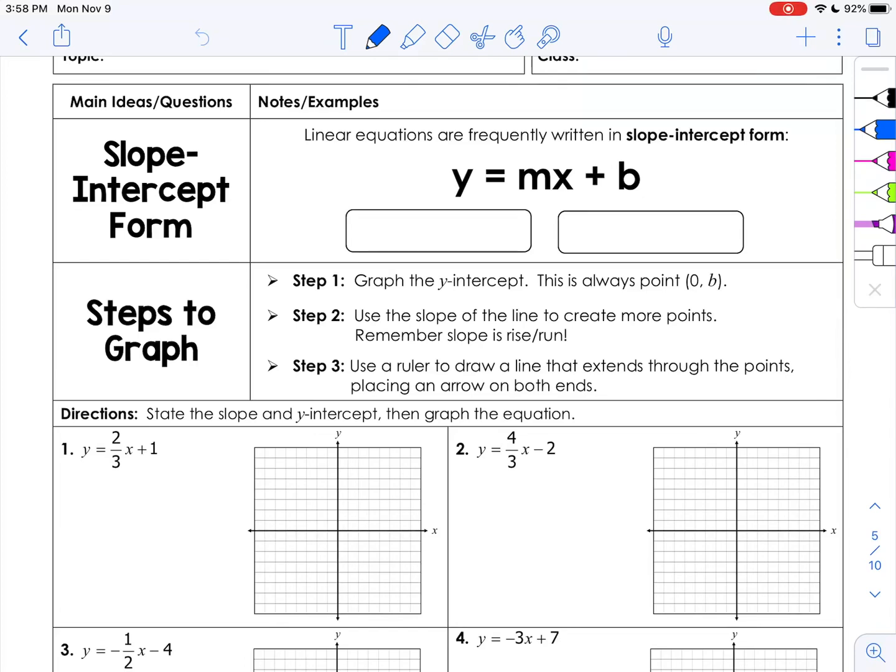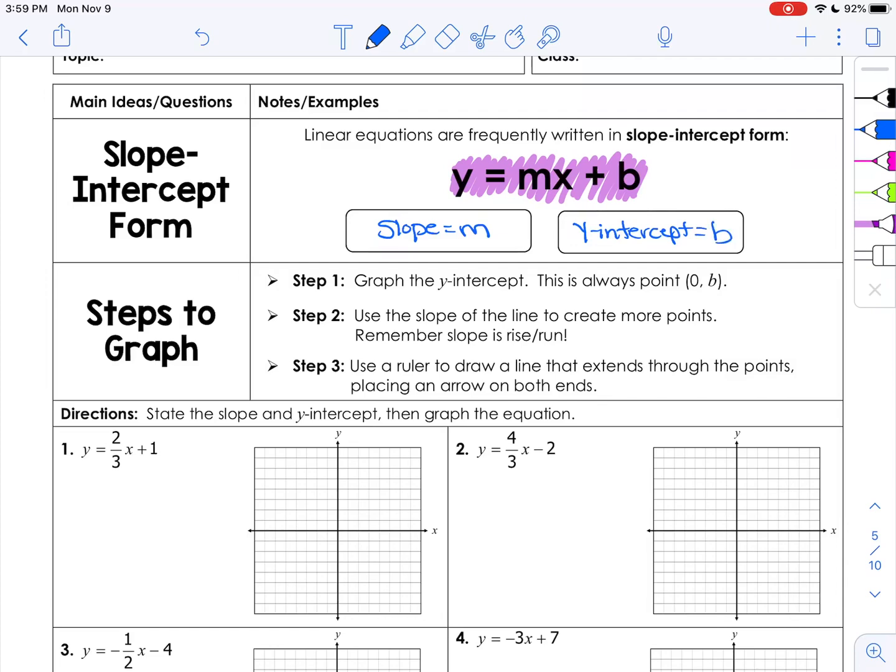In this lesson, we're going to be discussing graphing linear equations when you're given the equation in slope-intercept form. Remember, slope-intercept form is y equals mx plus b. When your equation is in this form, you only have to pay attention to your slope, which remember is m, and your y-intercept, which remember is your b value.